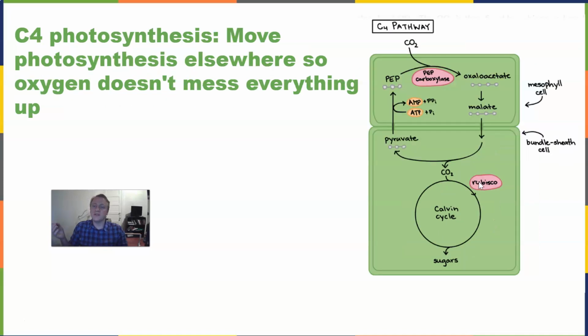In C4 photosynthesis, they're actually moving where rubisco is to these specialized cells called bundle sheath cells. In these bundle sheath cells, your concentration of oxygen is not going to be super high, even if you have to have your stomata closed. So in C4 photosynthesis, you move the location of photosynthesis. In CAM photosynthesis, you change the timing. Yeah, I think that's about all I had to say about these different kinds of photosynthesis.